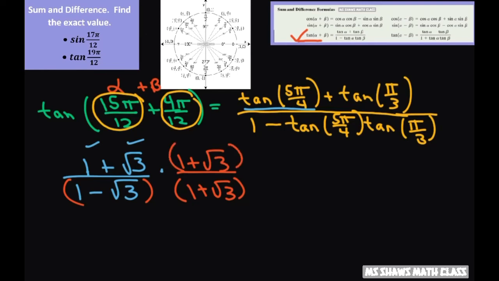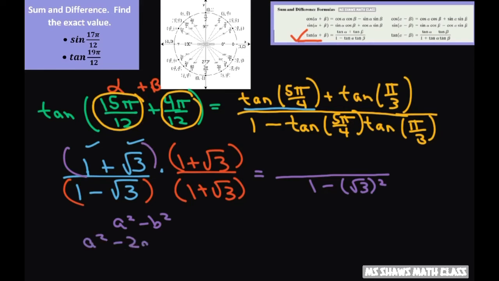So for the denominator, what we're going to get is a squared minus b squared, because that's the difference of squares. So it's going to be 1 minus square root of 3 squared. For the numerator, we're using a squared plus 2ab plus b squared, because that's a perfect square trinomial here. So that's going to be 1 squared plus 2ab plus b squared.